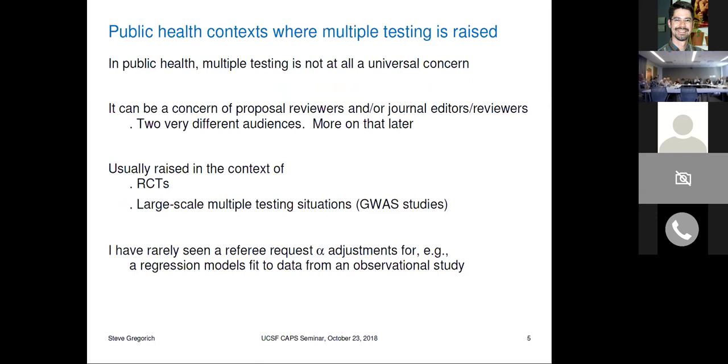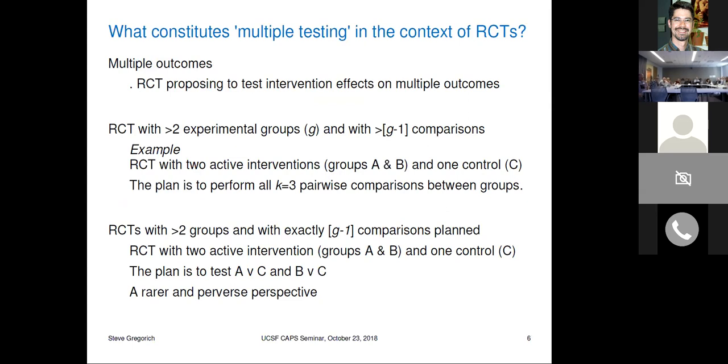But it's usually raised in the context of RCTs and definitely in large-scale multiple testing. In genome-wide association studies, it definitely comes up. I've rarely seen anyone ask for adjustments to the alpha for regression models fit to observational data. So what are the different contexts? Multiple outcomes. You've got an RCT proposing to test intervention effects on multiple outcomes. That's one form of multiple testing situation.